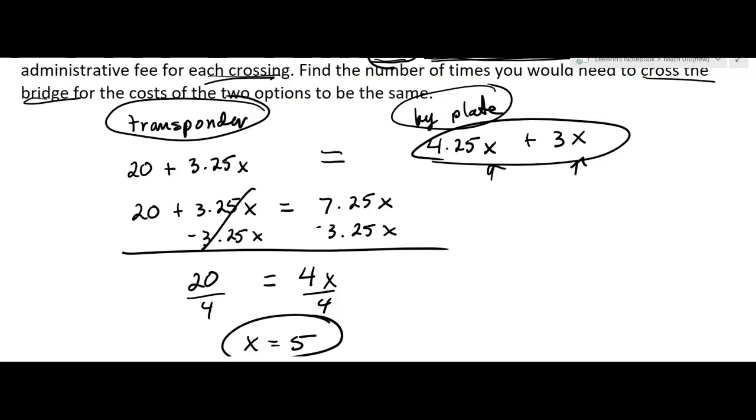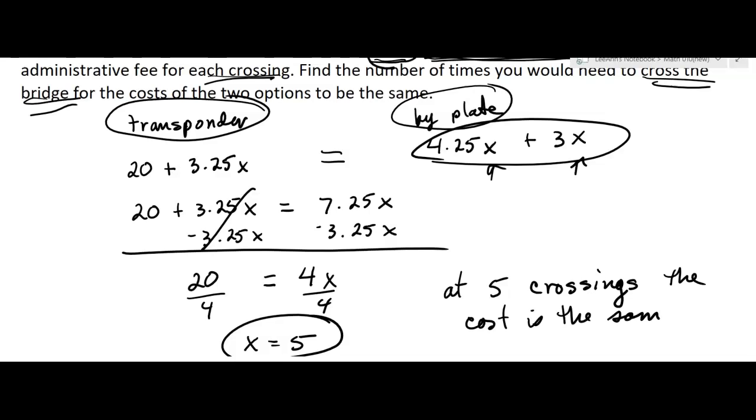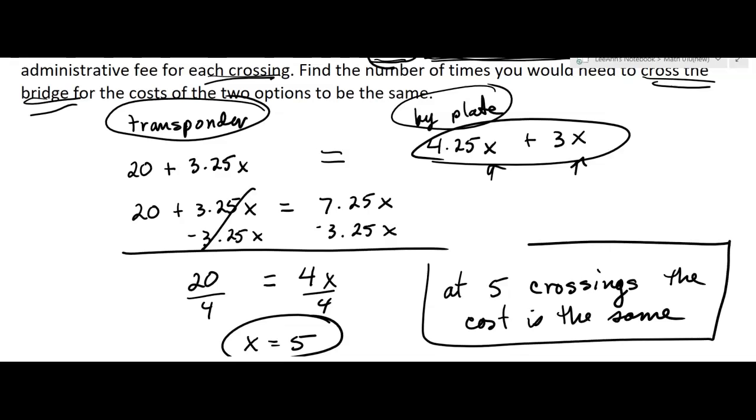Now let's think about that. What does that mean? x equals 5. Is it $5? No, it's not money. What did x represent? The times crossing the bridge. So we need it to be a whole number. You can't go halfway across the bridge. You're either crossing the bridge or you're not crossing the bridge. So it's 5 times, at 5 crossings, the cost is the same. Okay, and that's what the question asked. Okay, there was that problem.